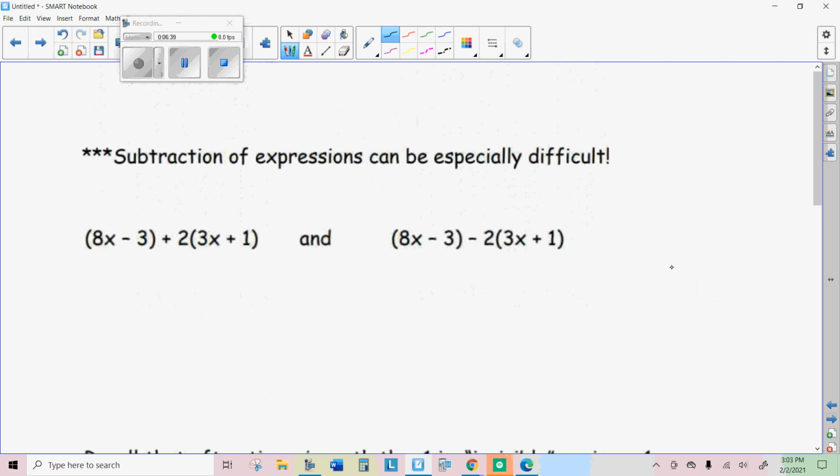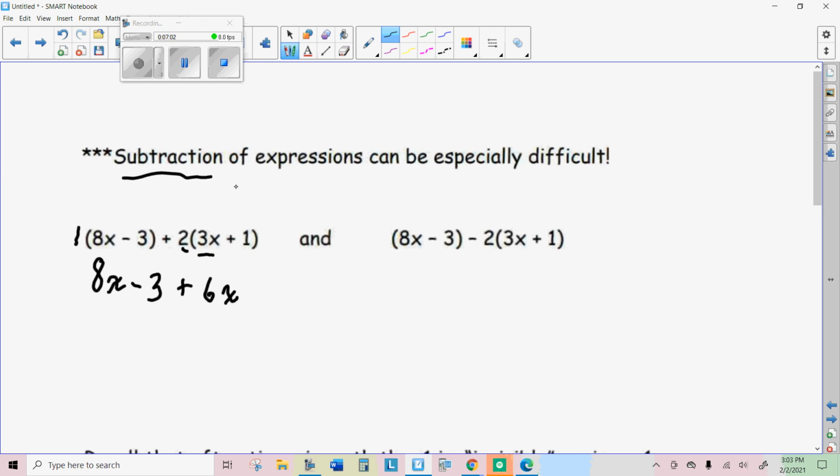Subtraction is actually the place where students make the most mistakes. Notice this one doesn't have any subtraction, so that one's pretty straightforward. If you want to think of a 1 out there, you can, but you don't need to, because when you multiply something by 1, it's just that. Now we need to multiply 2 times 3x, which is 6x.